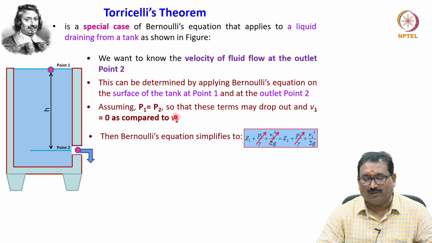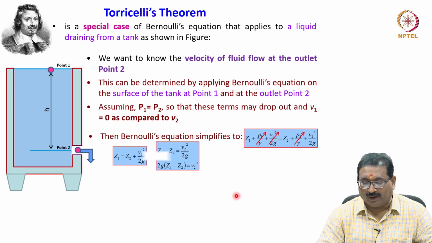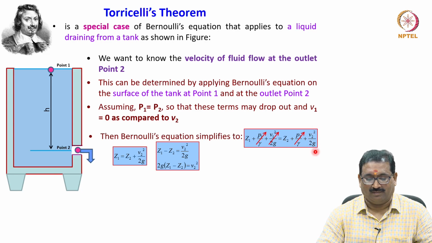But these terms, as I have told, P1 equal to P2, these two terms I am cancelling. Similarly, the V1 square, here the velocity at the point 1 is 0, I assumed, so I removed it. Now, friends, after removing these terms, what do we get? Z1 equals Z2 plus V2 square by 2g.